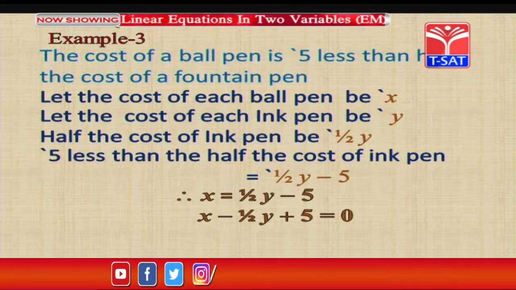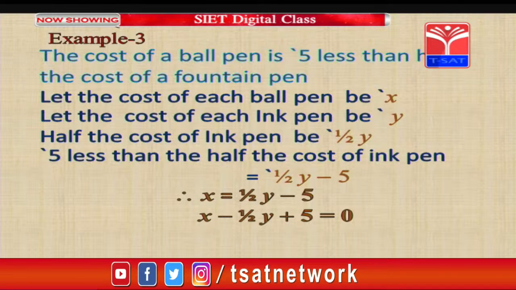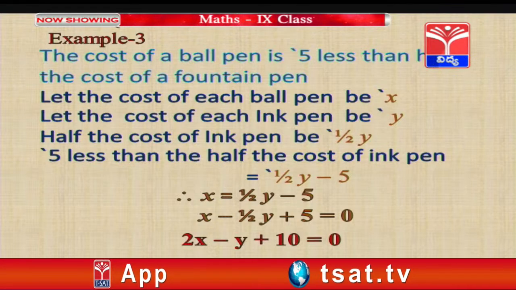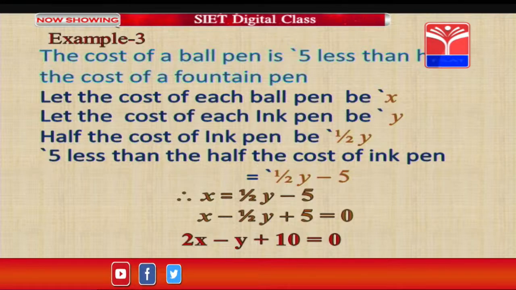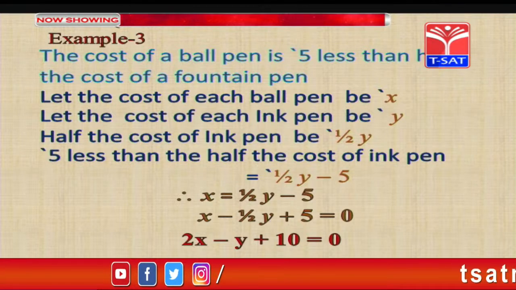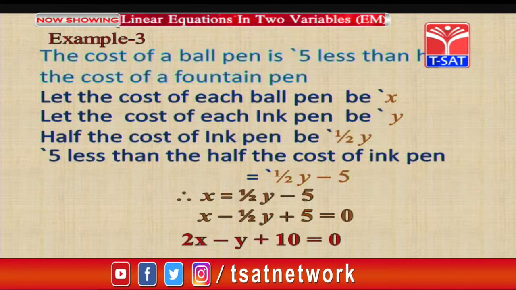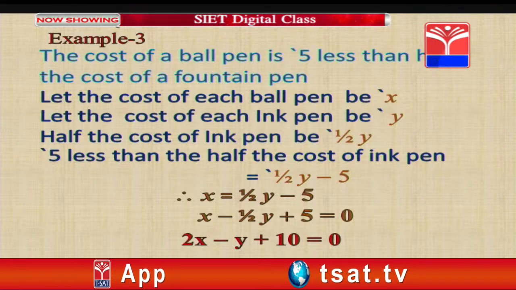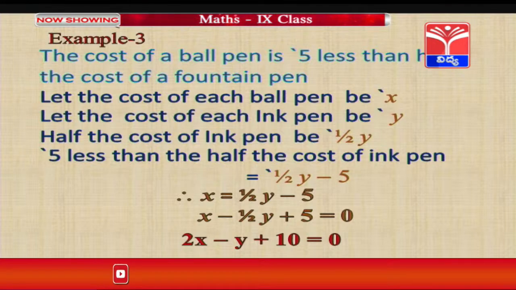Now, I will go for the LCM, or I will multiply the whole equation with the LCM of the denominators, that is 2. Then I will be getting the new equation, 2x minus y plus 10 is equal to 0. Are you clear, children? This is the general equation which we have framed now. So, here you can leave it like this, x minus half y plus 5 is equal to 0, or you can also write 2x minus y plus 10 is equal to 0.